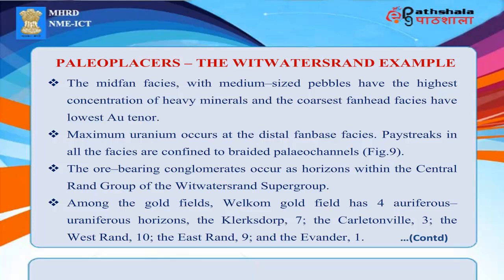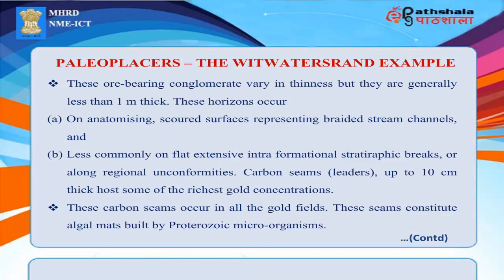Among the gold fields, Welkom has 4 auriferous uraniferous horizons, Klerksdorp 7, Carletonville 3, West Rand 10, East Rand 9, and Evander 1. These ore-bearing conglomerates vary in thickness but are generally less than 1 meter thick. These horizons occur A, on anastomosing scoured surfaces representing braided stream channels, and B, less commonly on flat, extensive intraformational stratigraphic breaks or along regional unconformities.